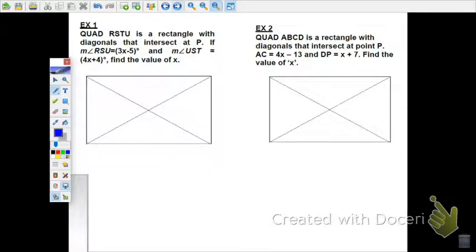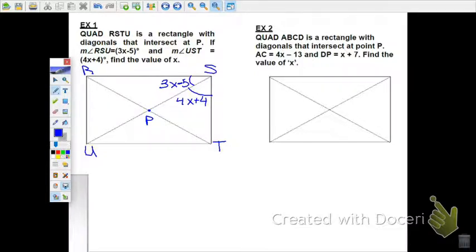So this first example tells us that quadrilateral RSTU is a rectangle, and the diagonals intersect at point P. Then it says if the measure of angle RSU is 3x minus 5, and angle UST is 4x plus 4, find the value of x.